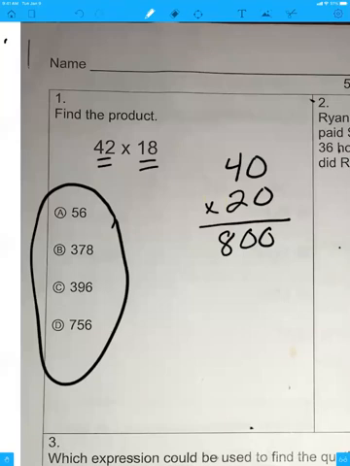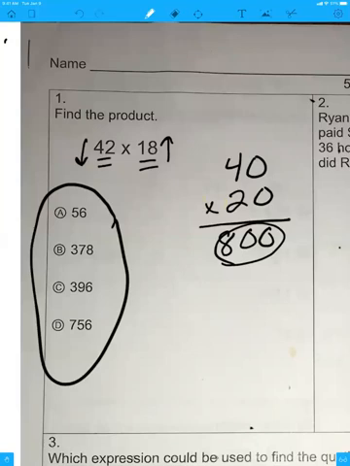How many of these are close to 800? Only one of them, right? And we know this estimate is very close because we rounded this down and this up. So it would be very, very close. So your answer has to be in the ballpark of 800. So when you have these multiple choice questions, you should be able to eliminate the ones that don't make sense, right?